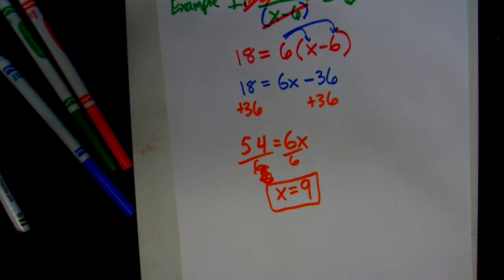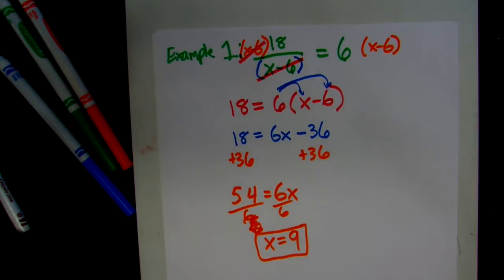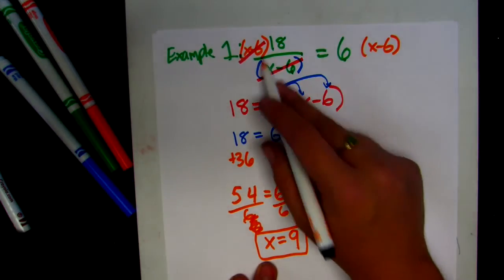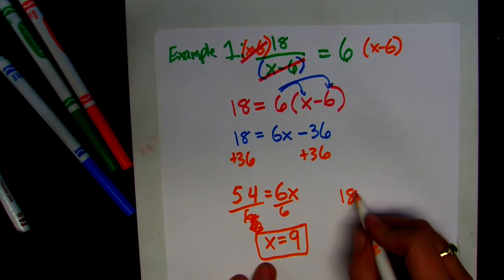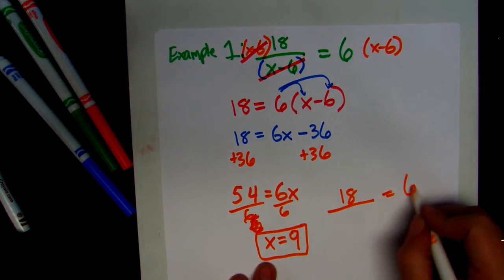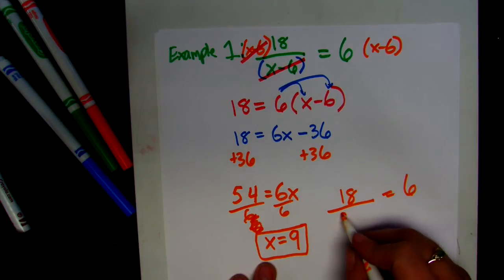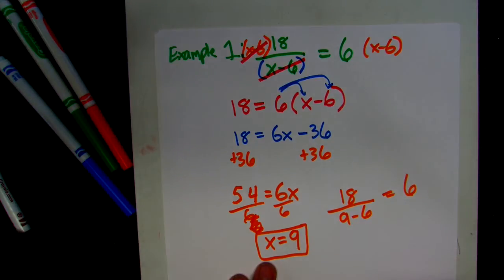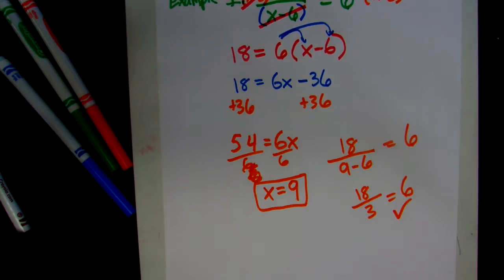All right, and then I have to check. I have to make sure that this answer is going to work. So I substitute it back into my original problem. My original problem was 18 over x minus 6 equals 6. But instead of x minus 6, I'm going to say 9 minus 6, and then see if it works. 9 minus 6 is 3, and 18 divided by 3 is 6. So this checks. Make sure that you check your answers.